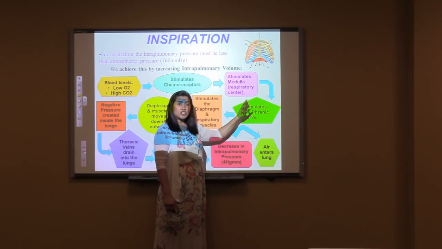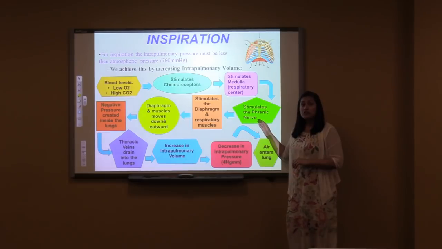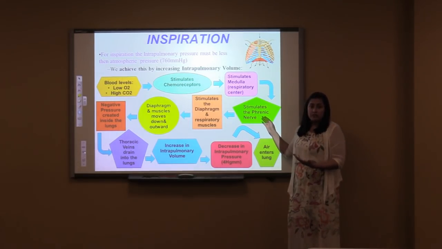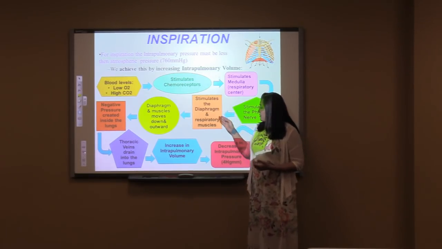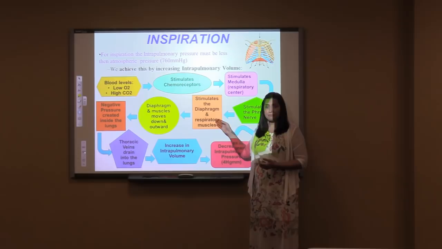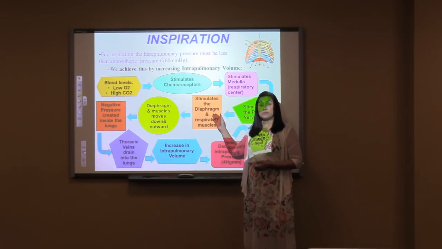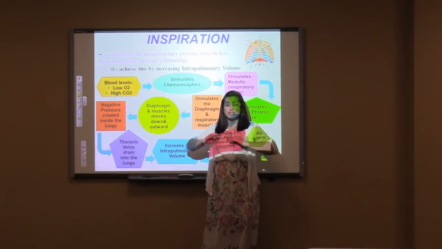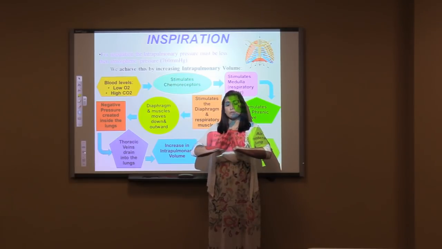Once the respiratory center has been activated, it tends to stimulate the phrenic nerve. The phrenic nerve is a nerve associated with respiration. It actually innervates the diaphragm and the respiratory muscles. So when you stimulate the phrenic nerve, it stimulates the diaphragm and the respiratory muscles. Therefore, the diaphragm moves down, and the respiratory muscles move outward.